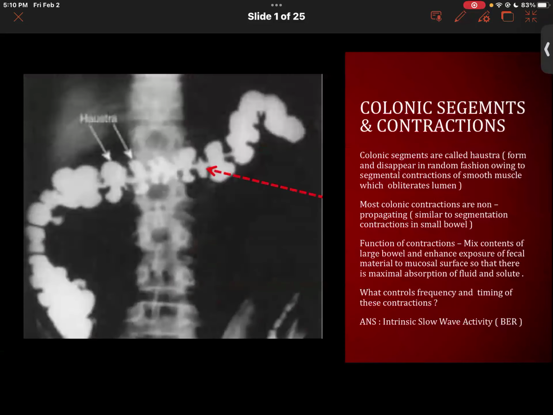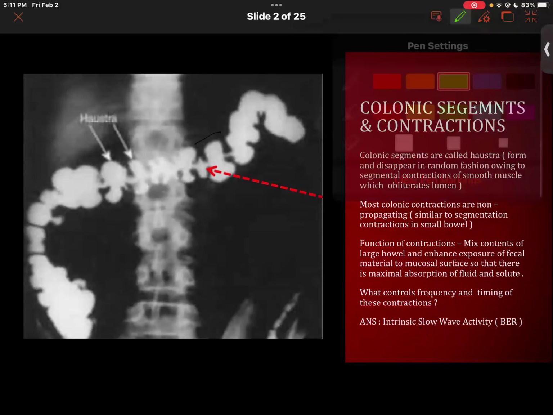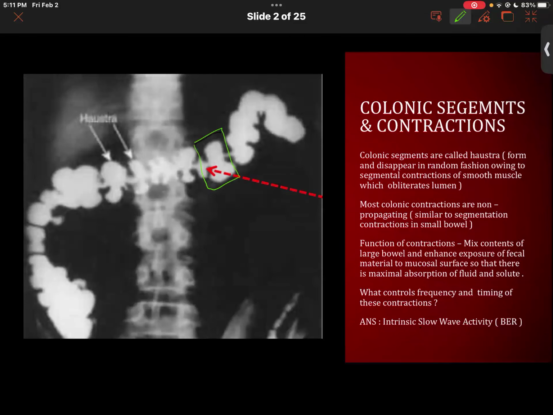So we're going to start with this diagram that shows us the colonic segments and their contractions. A segment of the colon is called a haustra. All of these segments that you see that are separated, for example this, or this, or this, these are all haustras, and that's spelled like this, haustra.